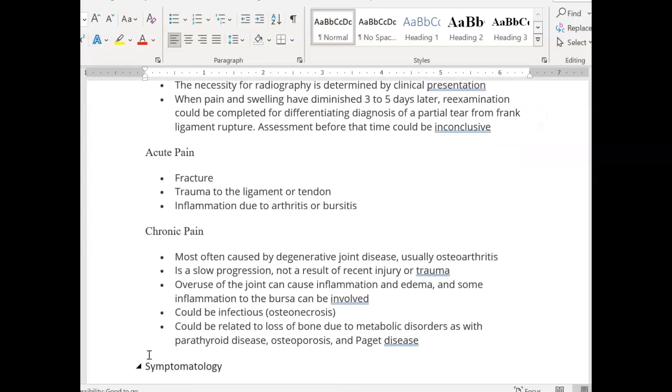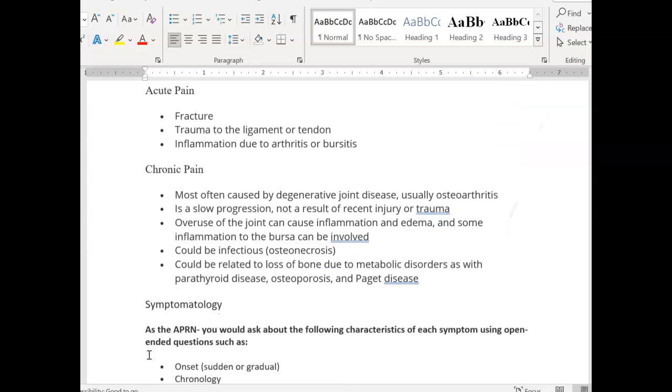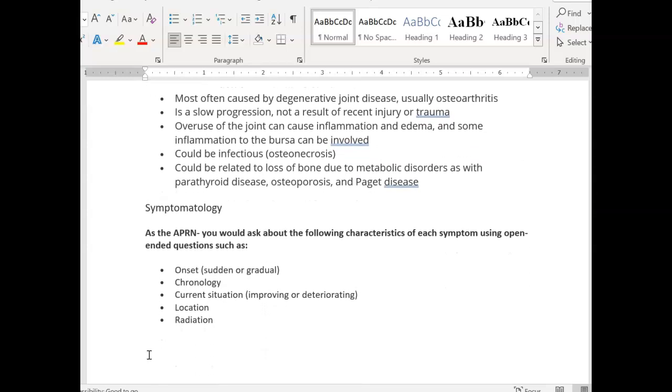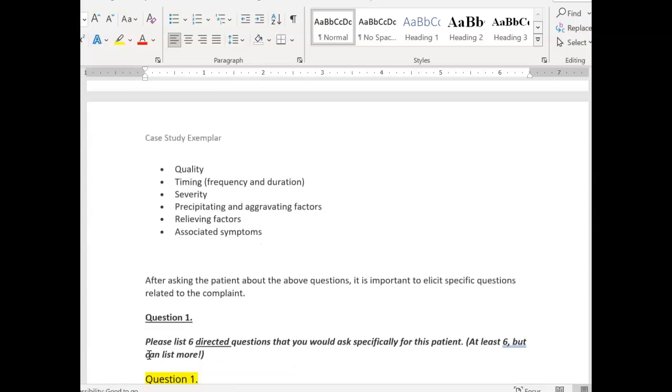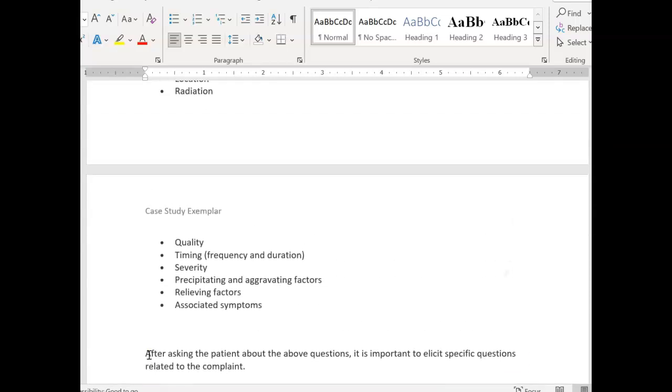You get a little bit of details about pain, and it's just to kind of help put your thoughts in order. Okay, so now we want to go to the symptomology. So as the APRN, you would ask the following characteristics using open-ended questions, right? When did it start? How long has it been going on? Is it getting better? Is it getting worse? Where is it located? Does it radiate? Quality, timing, severity, etc., right? So you're going to ask those questions that are standard, whether it's fever or ankle pain.